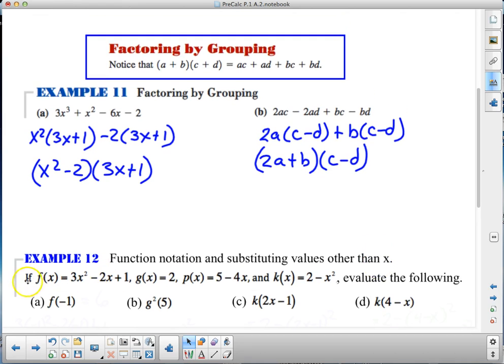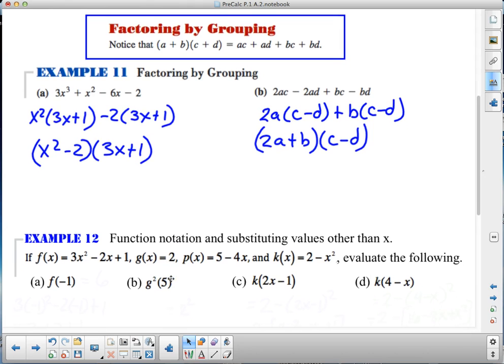All I really want you to do and recognize is we have f of x, g of x, p of x, and k of x up here. And I want you to find f of negative 1. So I'm going to have you plug in negative 1 for x. Then g of 5 squared. Now this is kind of an interesting thing, because g of anything is 2. So you've got to be thinking about that. And I've got k times 2x minus 1. And here I've got 2x minus 1 that I'm going to put in for x there.